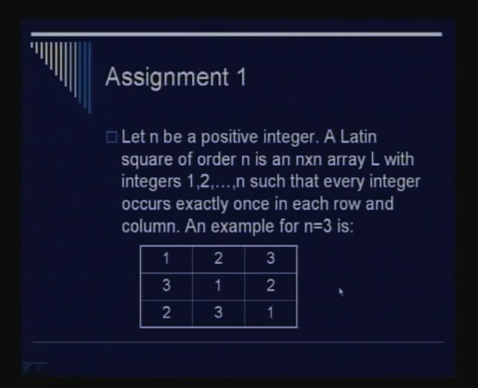So what you have to prove, or rather you can take this as an assignment, is that this is actually a perfectly secure cipher. Again I repeat the question. It says the Latin square of order n is an n cross n array L with integers 1 to n such that every integer occurs exactly once in each row. So you see that 1, 2, 3 occurs exactly once in each of the rows. So this gives you an example of how an encryption works, right?